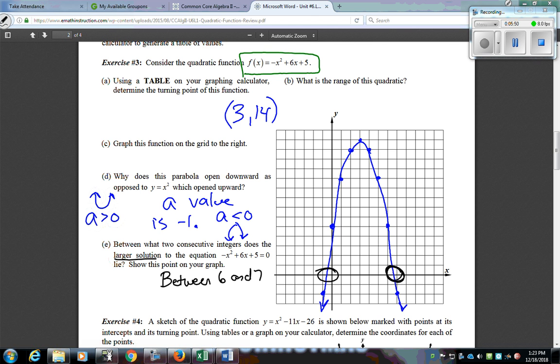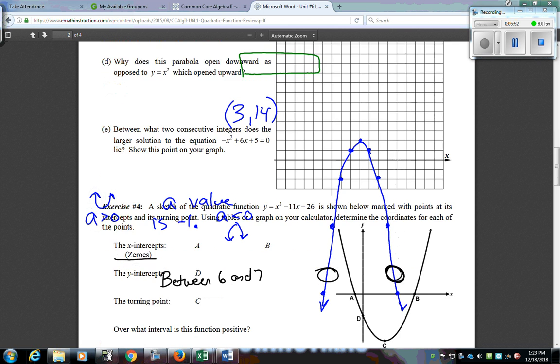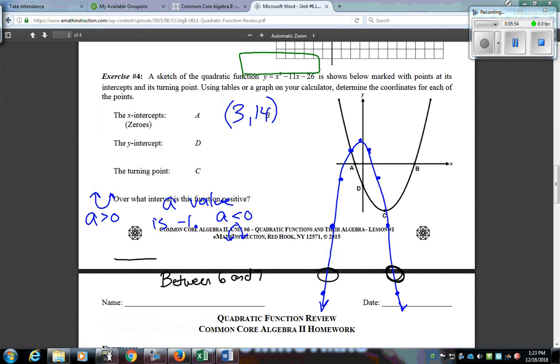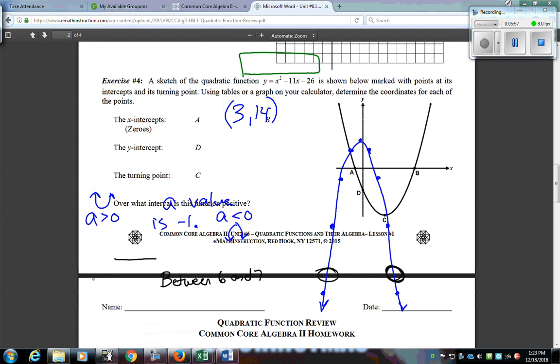Now, you could take a look at exercise 4 on your own. It's asking about some of the key points. Really all they want you to do is graph the equation, and then they talk about the zeros, which we just touched on, the y-intercept, and the turning point. So you can fill those in based on what you see on the table and the graph. But if you do see it on the graph, just double check and make sure you see it on the table as well.